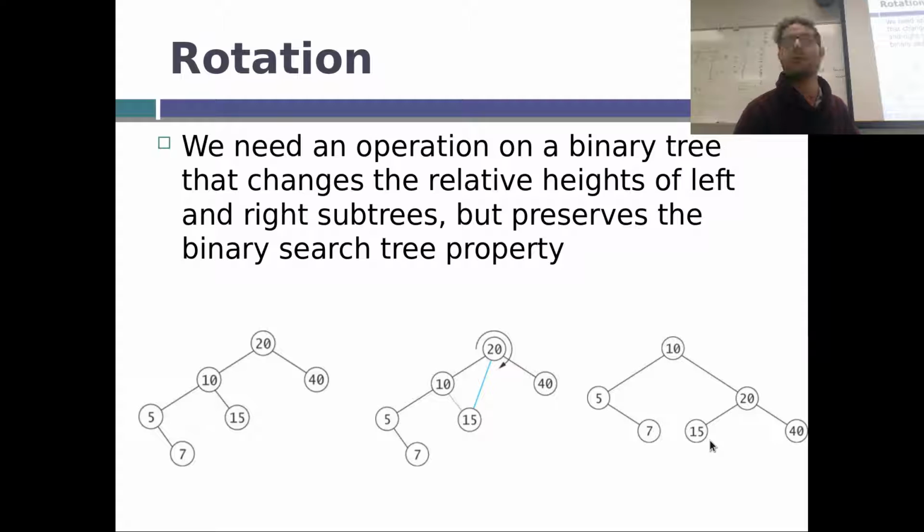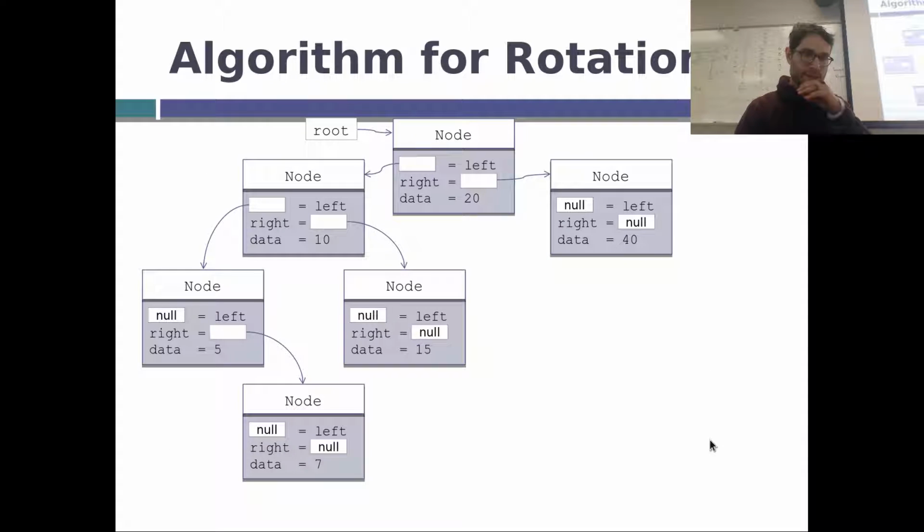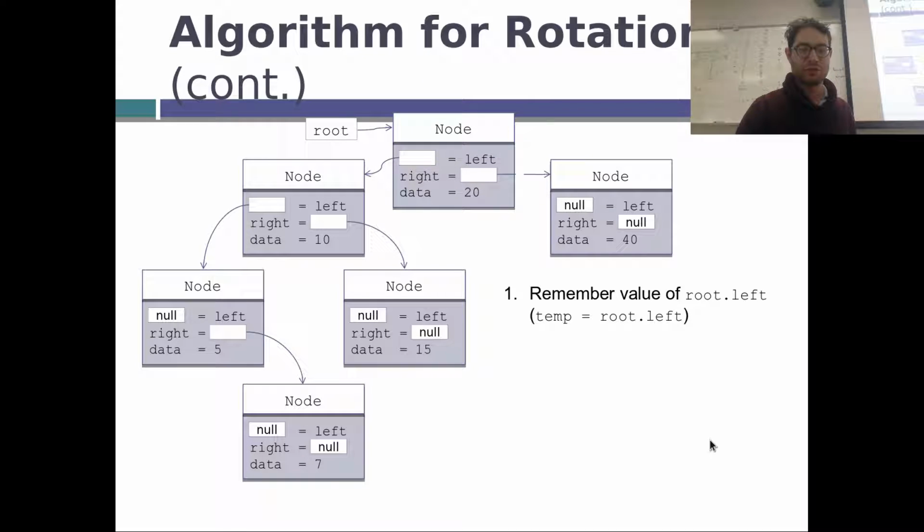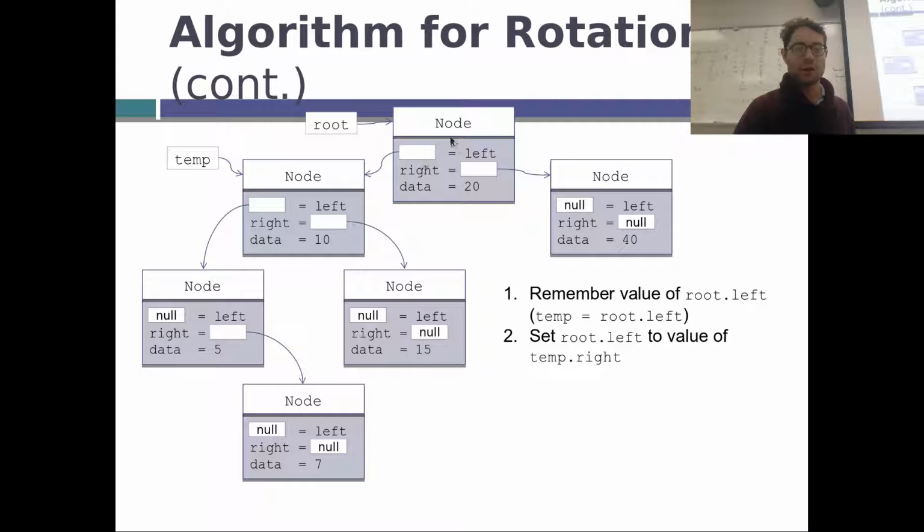As we can see, it's a much more aesthetically pleasing tree. It's much more balanced. And the algorithm is as follows. First thing we want to do is remember what your root node is. So remember the value of root.left over here. So set my left child as a temporary node. Then I'm going to grab my left node's right child.